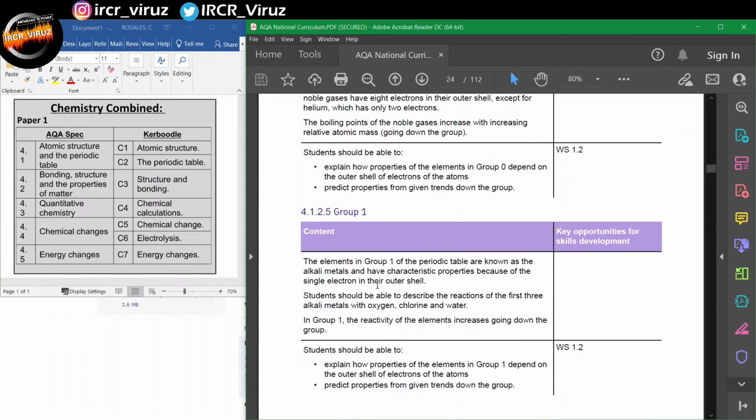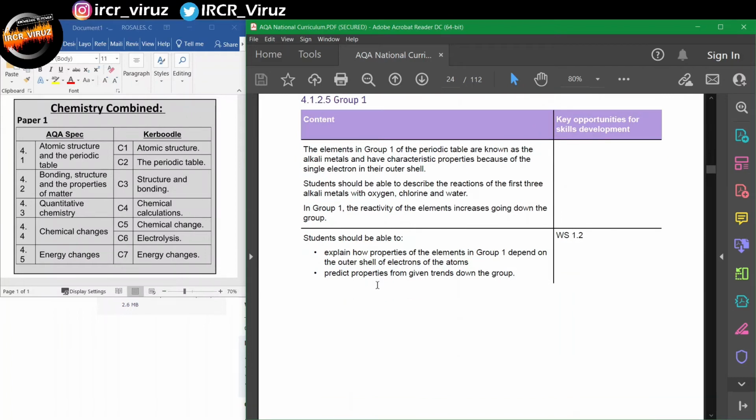Then we have group 1. Group 1 are known as the alkali metals. Characteristics: a single electron in the outer shell. The student will be able to describe the reaction of the first three metals with oxygen, chlorine, and water. In group 1, reactivity increases going down the group. Explain the properties of elements in group 1.